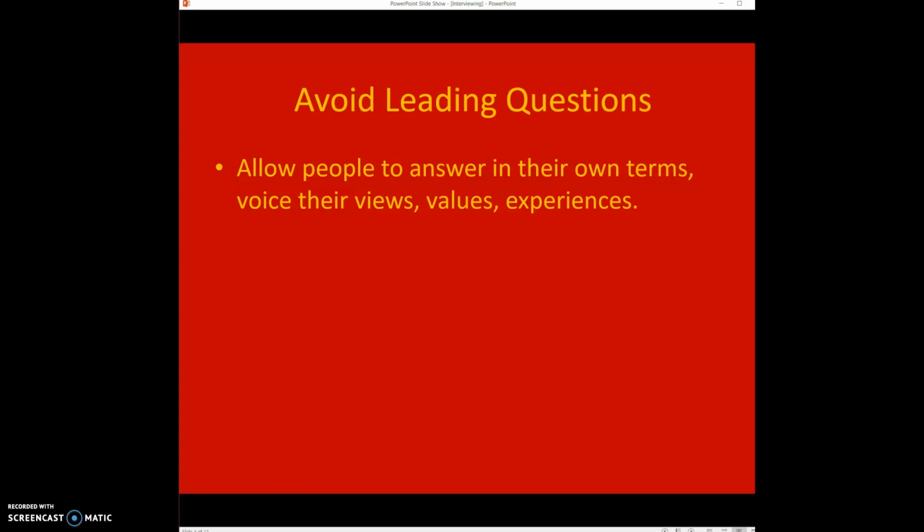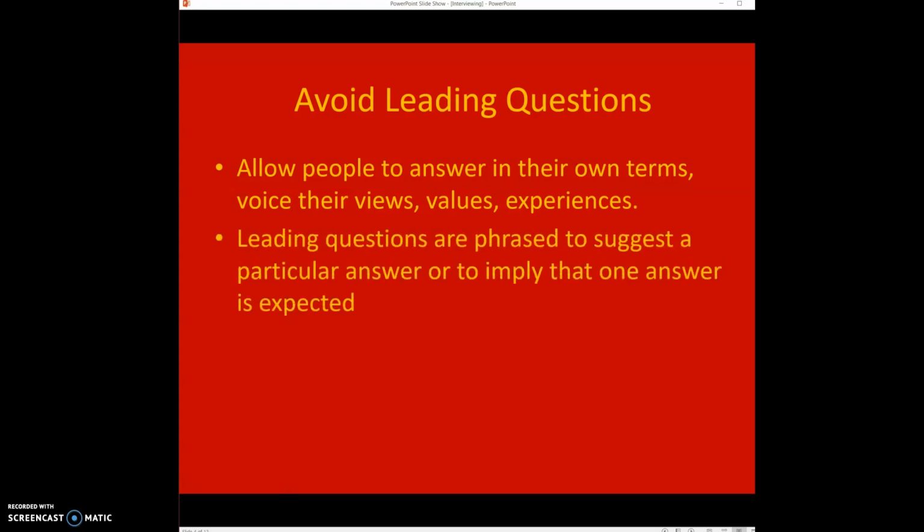We want to avoid leading questions. We want to allow people to answer in their own terms, voice their views, their values, experiences, and obviously we don't want to do any of that in a judgmental way. Leading questions are phrased to suggest a particular answer or to imply that one answer is expected.